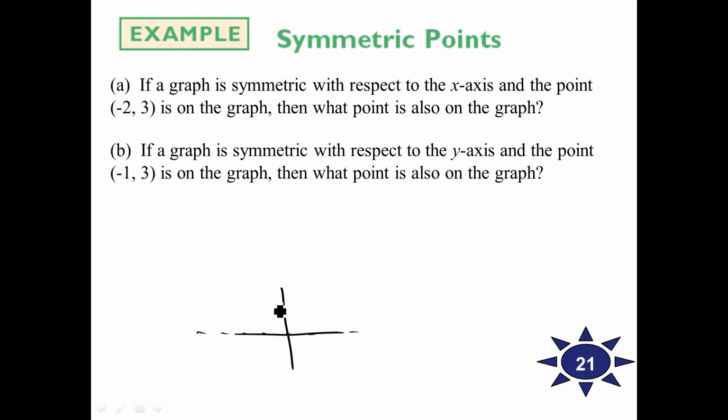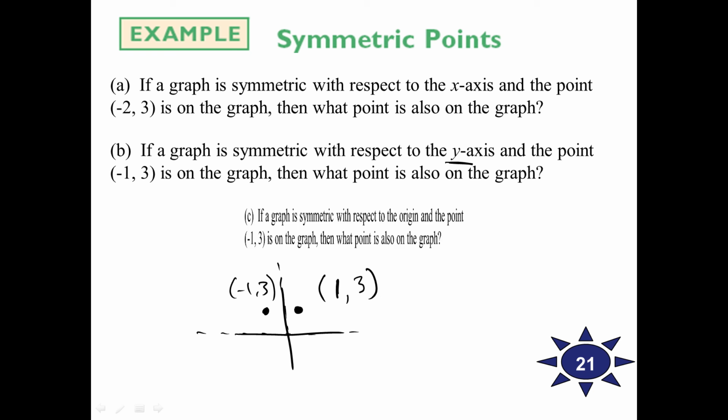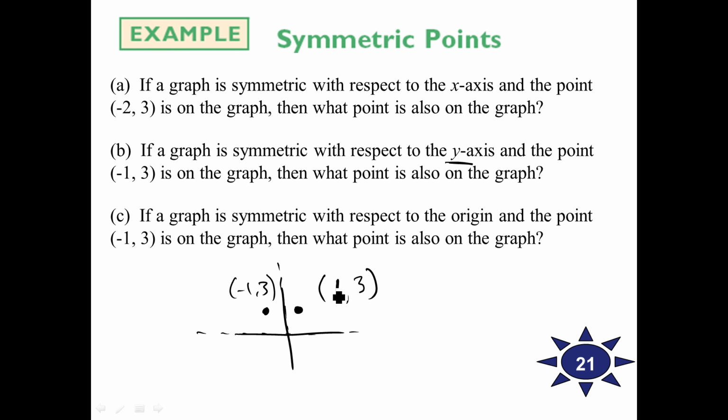If we have -1, 3, so maybe up here, and we're symmetric to the y-axis, then we're going to fold over the y-axis, and up over here, the y value stays the same, but the x value switches. And lastly, -1, 3, if we're symmetric with the origin, if we started here, we need to change the -1 to a +1, but also the 3 to a -3.